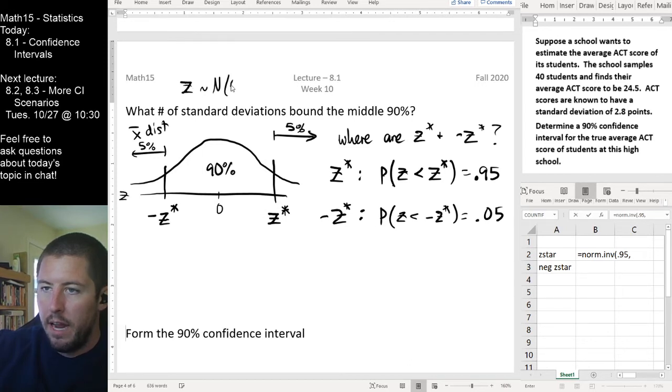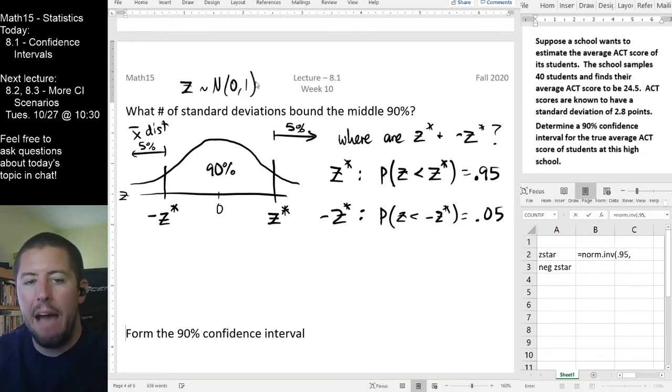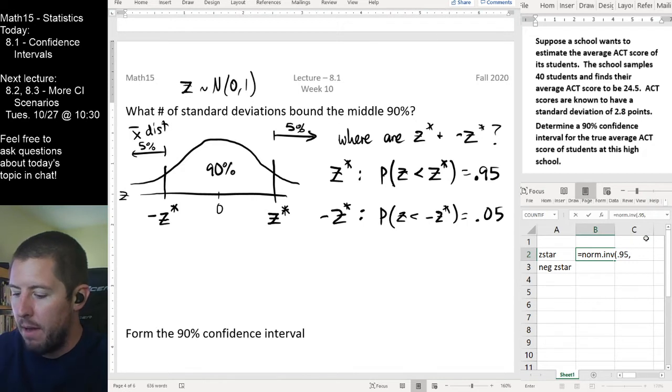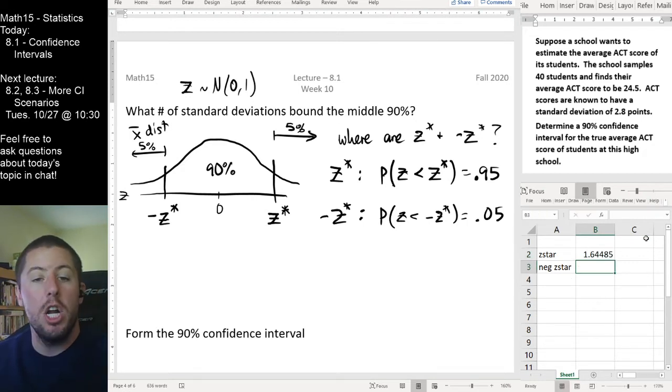That is just the definition of what we mean when we're talking about z. Average is 0, standard deviation is 1. So coming back over here, I've got my mean is 0, my standard deviation is 1. And this is our number of standard deviations away that we are if we're at that z star location.